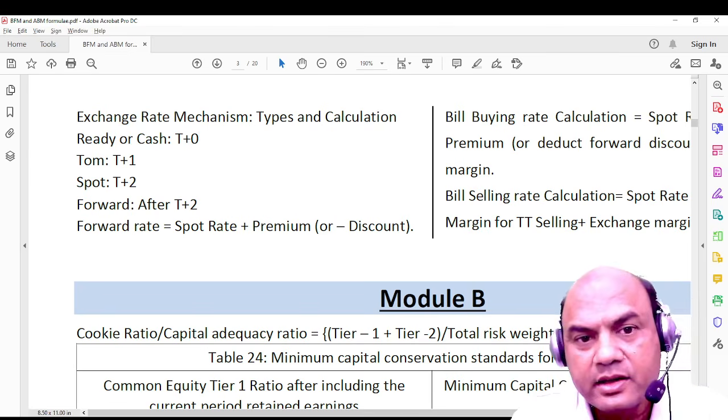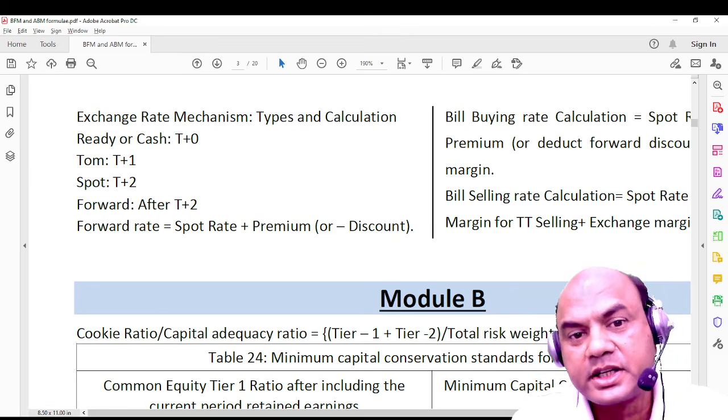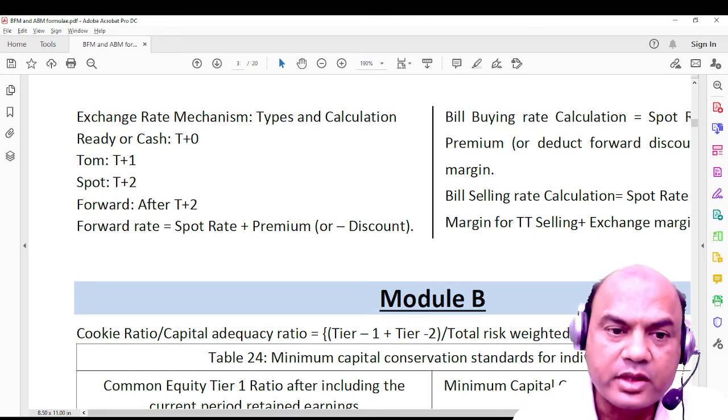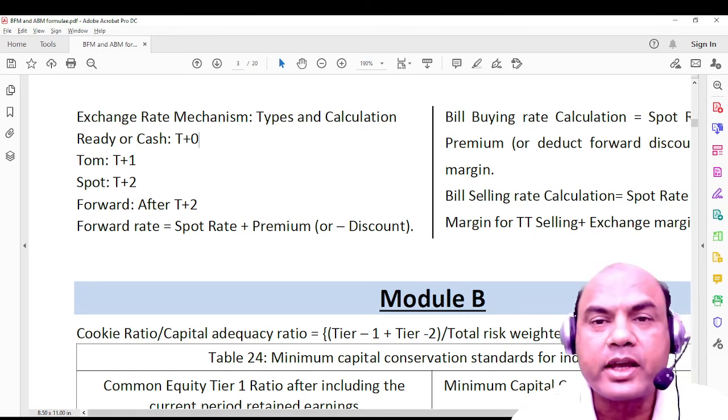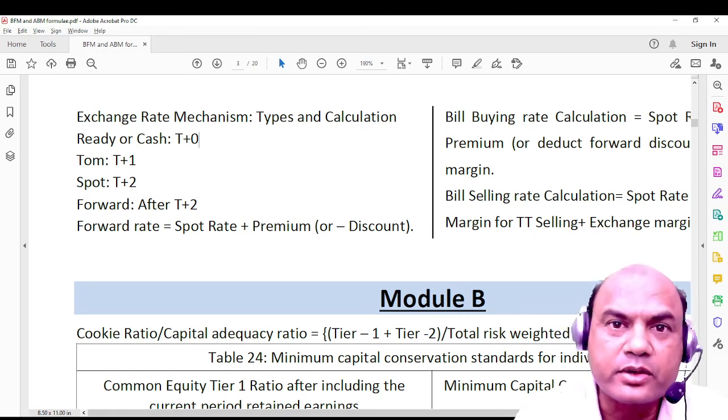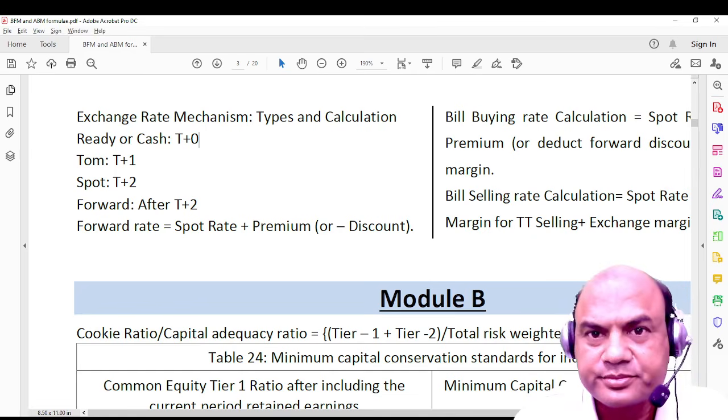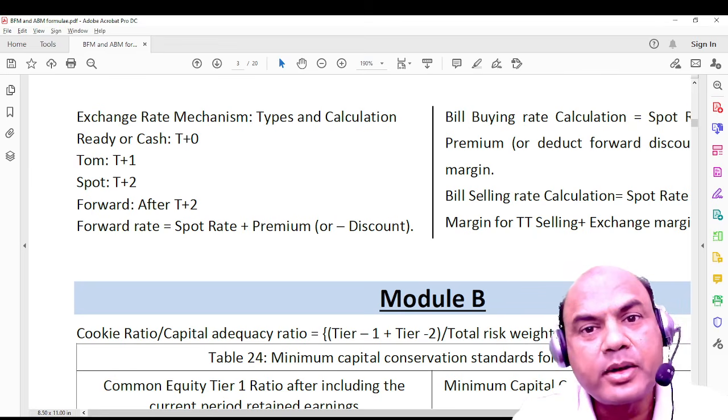What is cash ready? Cash ready means T plus 0. Settlement is done on the same day. Now what do you mean by settlement? See here, if you are selling me, let's say, gold, and I am giving you rupees, then settlement means what?